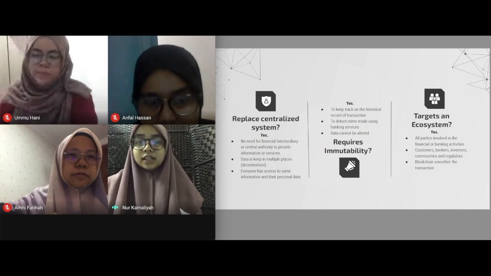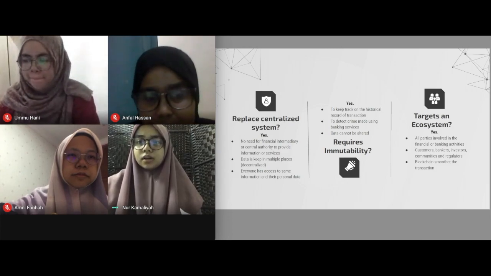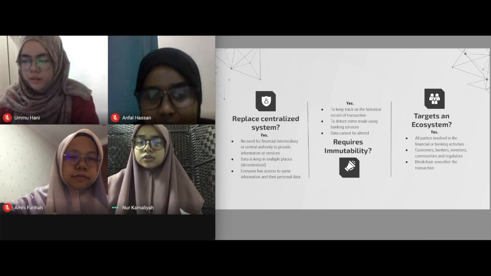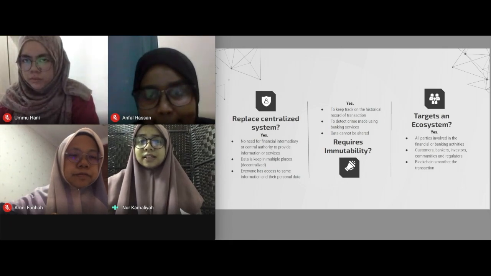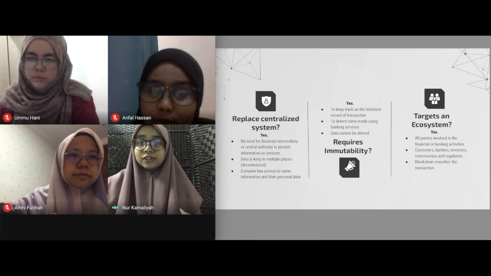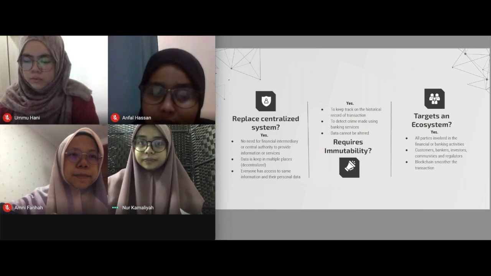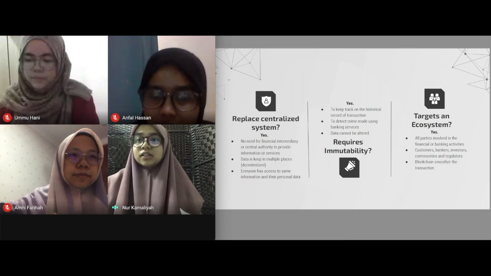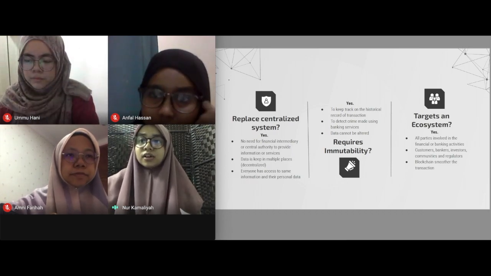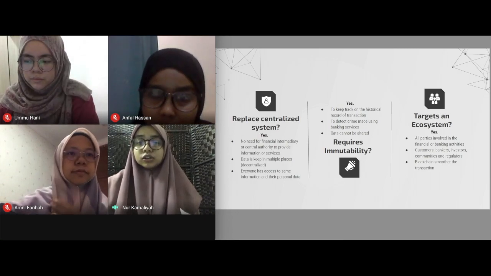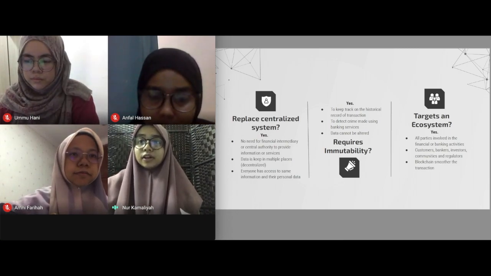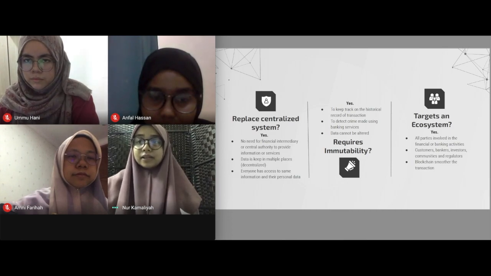The second question is about whether the current banking system needs immutability features. The answer is yes. The banking sector needs immutability or irreversibility features in order to keep track of the historical record of transactions that have been done.